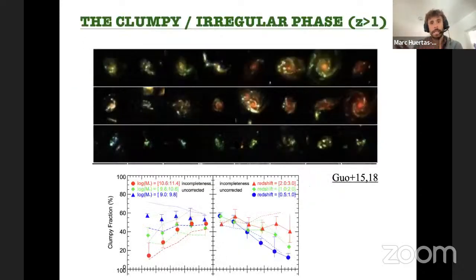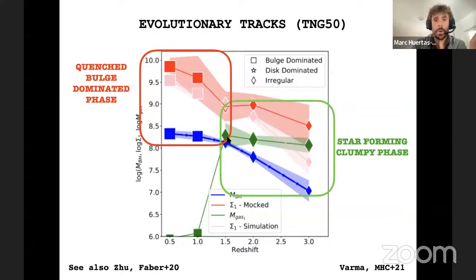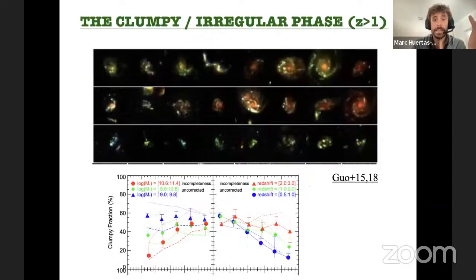And so we've seen that you have this clumpy regular phase above redshift 1-ish, which is what we see in the simulations and also in the observations. So you see the morphologies of these high redshift disks look something like that, extremely irregular and with lots of big clumps. And so there are different ways that you can explain or model the growth of these objects in this clumpy phase.